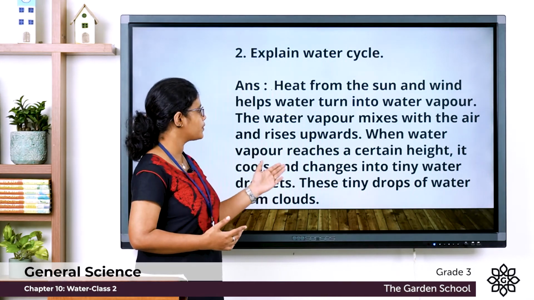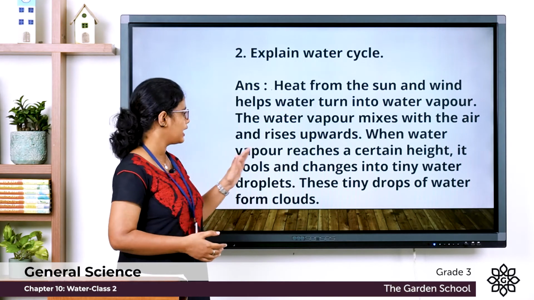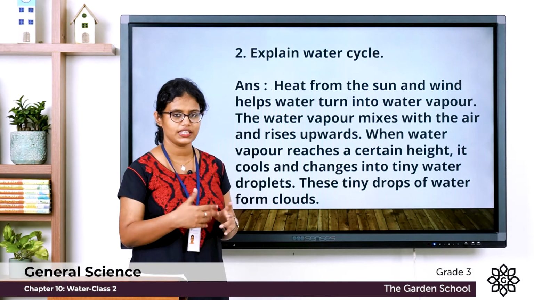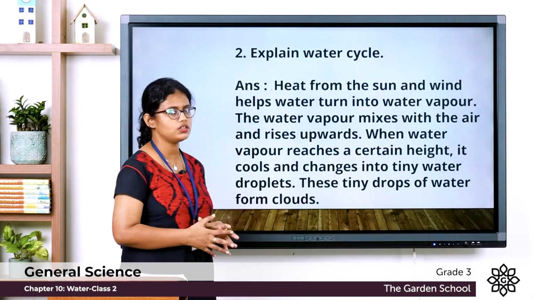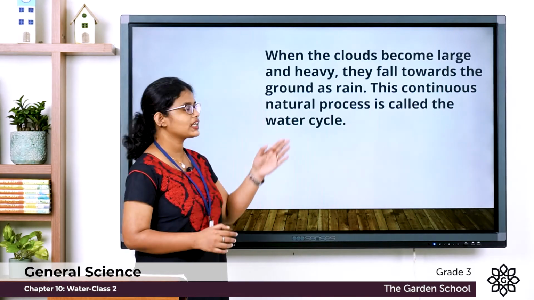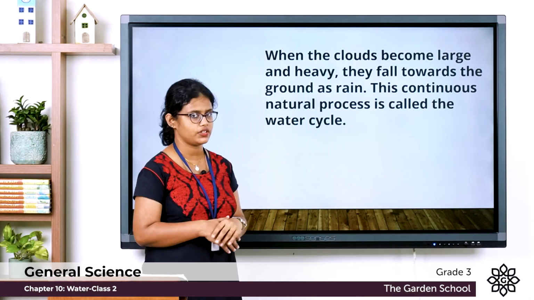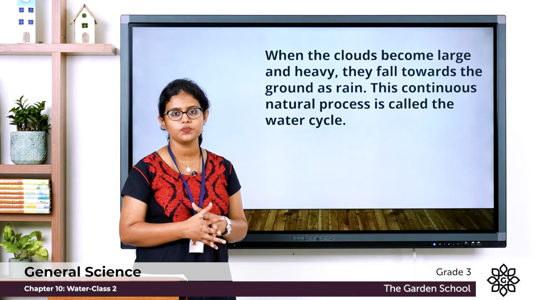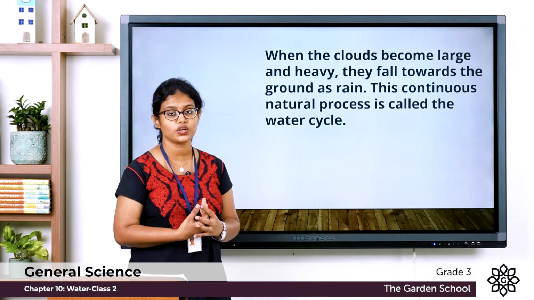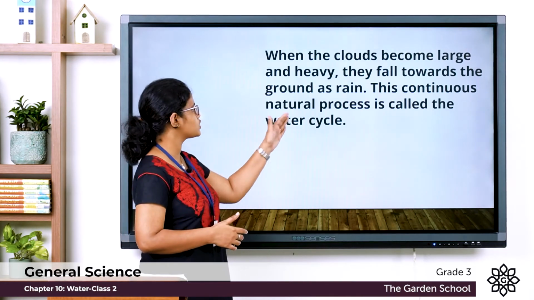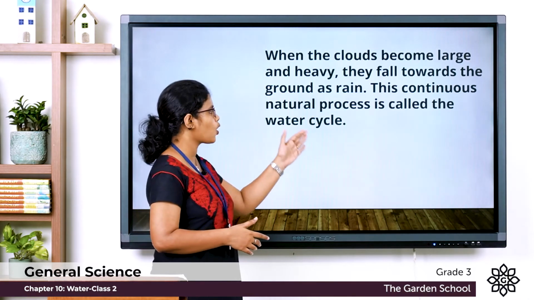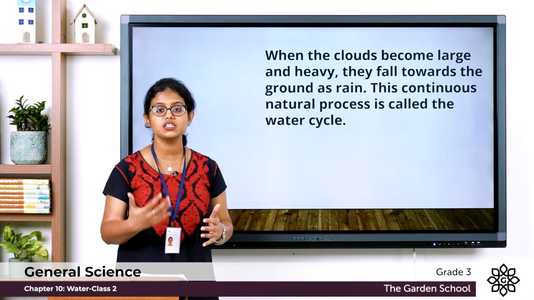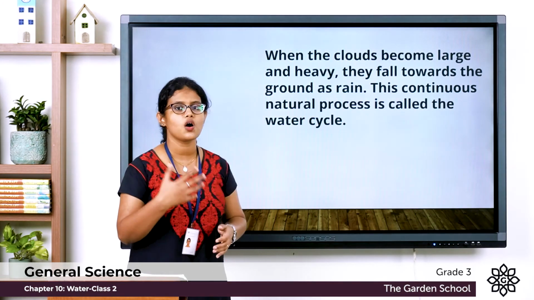Then, when water vapor reaches a certain height, what happens? It cools and changes into tiny water droplets. Then, these tiny drops of water form clouds. When the clouds become large and heavy, they fall towards the ground as rain. This continuous natural process is called the water cycle.